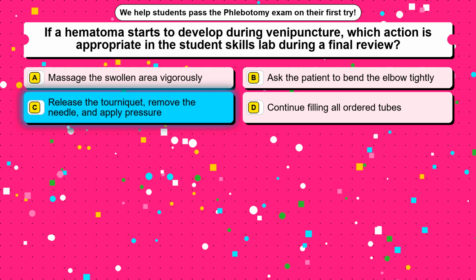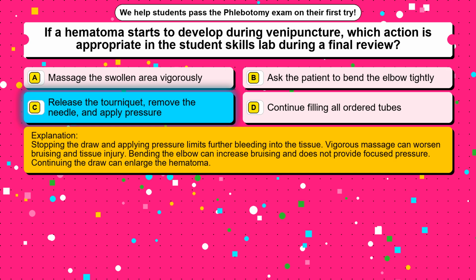The correct answer is option C. Release the tourniquet, remove the needle, and apply pressure. Stopping the draw and applying pressure limits further bleeding into the tissue. Vigorous massage can worsen bruising and tissue injury. Bending the elbow can increase bruising and does not provide focused pressure. Continuing the draw can enlarge the hematoma.